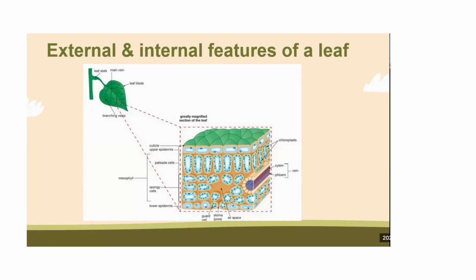This is the external and internal feature of a leaf. A leaf has mainly three parts: upper epidermis, lower epidermis, and the middle layer, which is called mesophyll. In the upper epidermis, there is a layer of cuticle. Cuticle is a waxy layer. It acts as a barrier and also prevents water evaporation. In the middle layer, there are palisade cells and spongy cells. You need to know rough basic details about these layers.